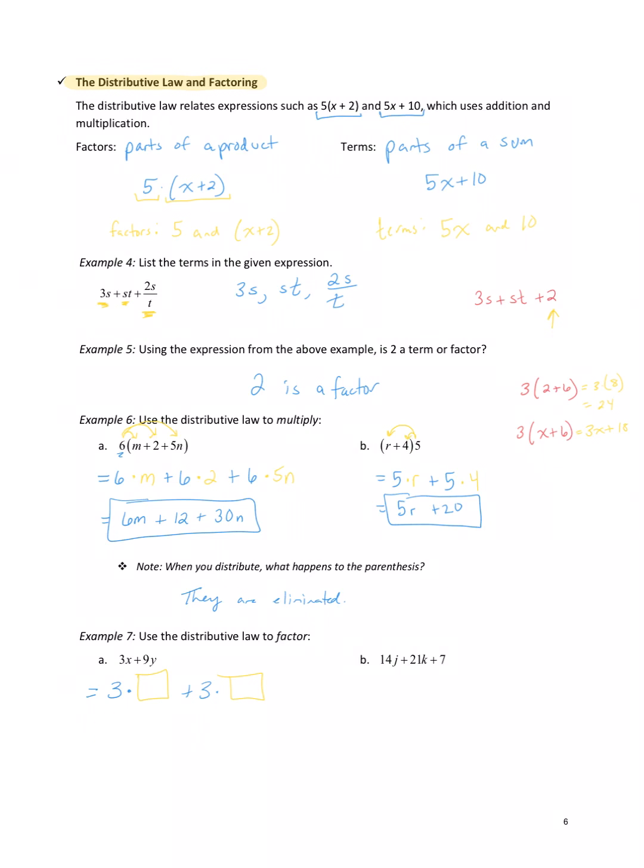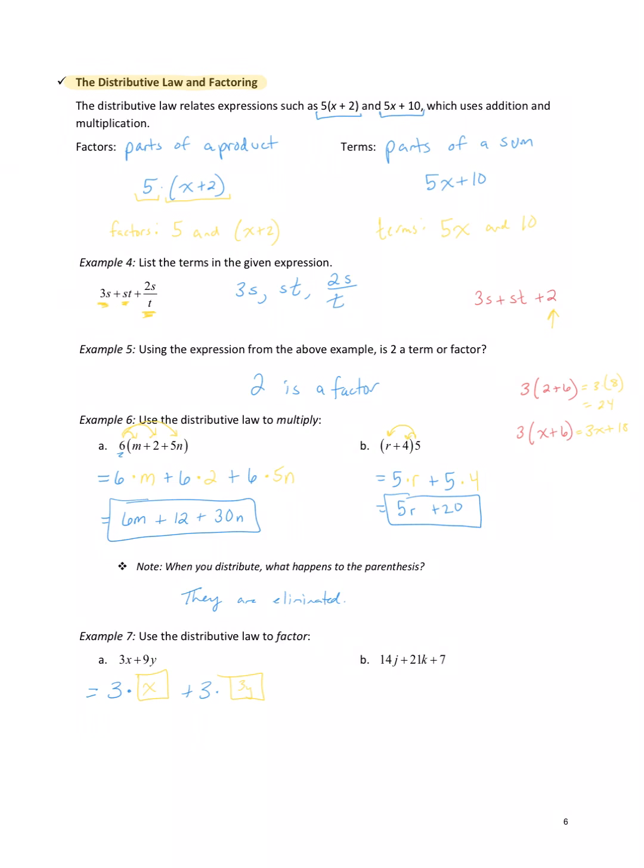So we ask ourselves, 3 times what gives us 3x? That would be a 1x. Now, if we have an x with a 1 in front of it, we don't have to write the 1. We can simply just write the x, because 1 times x is x. And then we have to ask ourselves, 3 times what is 9y? 3 times 3y would give us 9y.